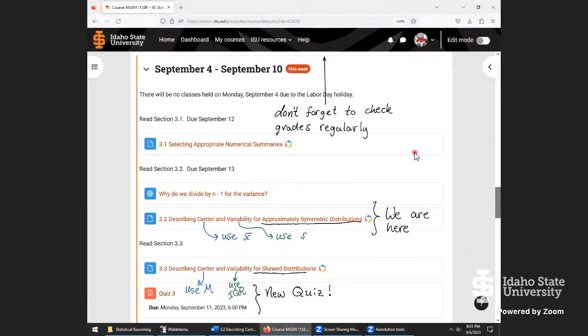Essentially, what's on the quiz, we're going to be practicing today: calculating the sample mean x bar and the sample standard deviation s. If we finish this section a little bit early, we'll jump into 3.3, but I think we'll likely end our Thursday class on that section, where we change to the median for the center and the IQR for the variability or spread, only because our distributions become very skewed in that section.